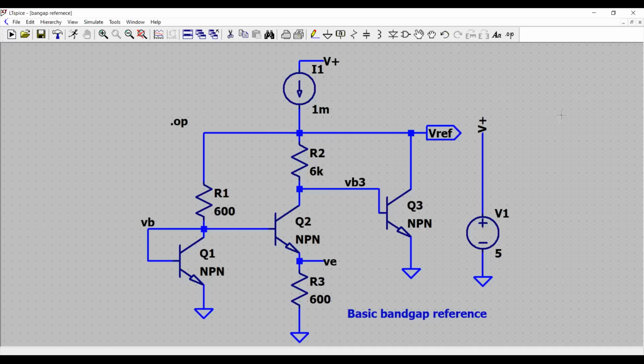Now, with that done, we can run the temperature analysis to see how the reference behaves. And we'll also plot the individual voltages like VB1 and then VE, which is the delta VBE. Okay, so let's do that. We need to recall the syntax for the temperature sweep. So let me write that command right here.